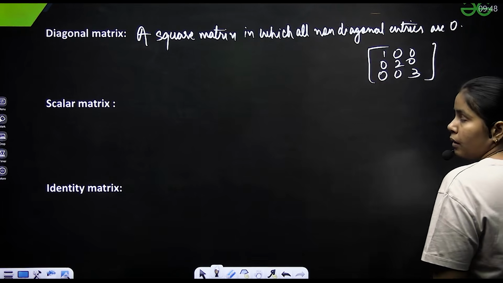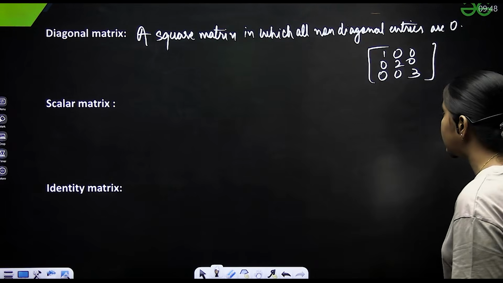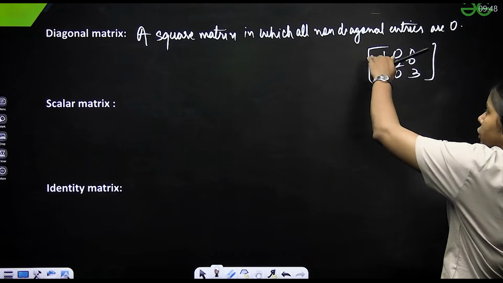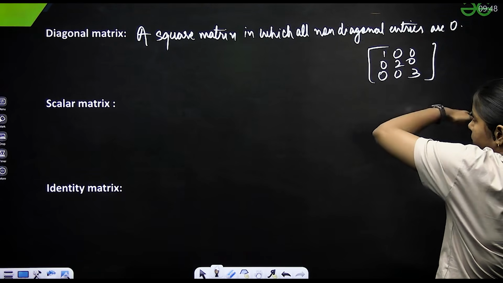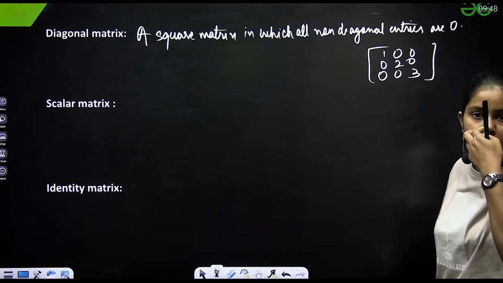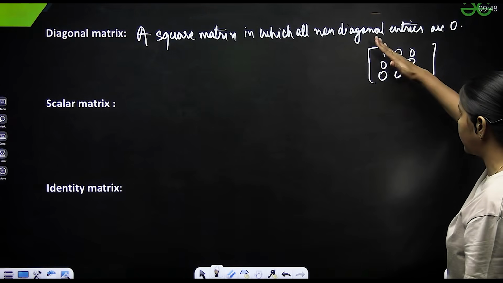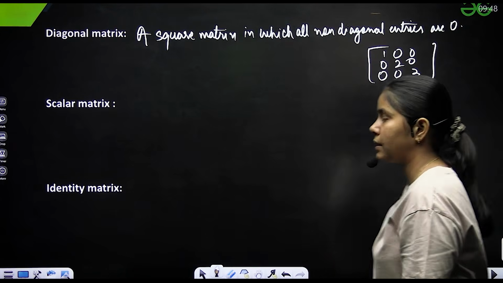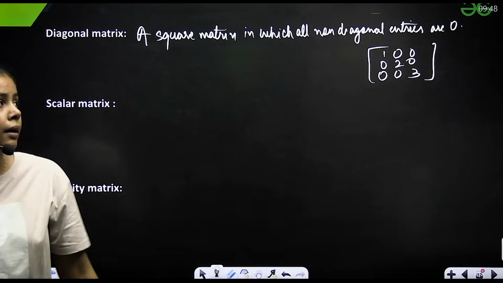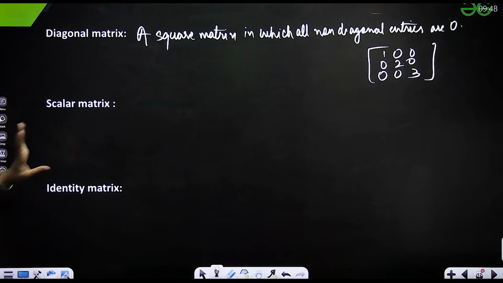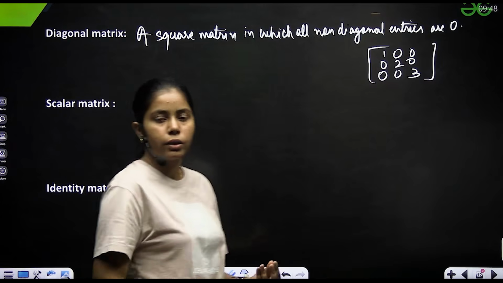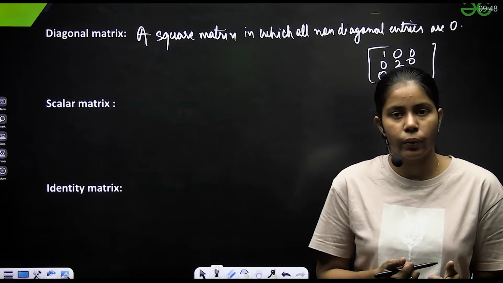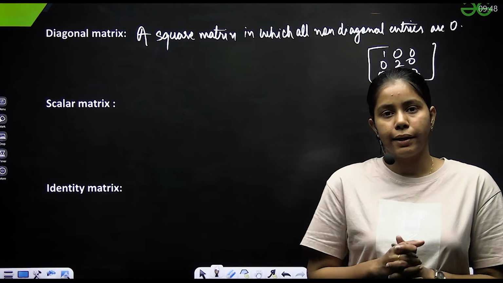So the middle entries in each row, the middle line on which all the values lie, should be non-zero. That is my diagonal, and other than that all the entries are 0, right? So that is my diagonal matrix, and it can be of any order, 2 cross 2, 3 cross 3, 4 cross 4, because it is a square matrix, so the order would always be n cross n.